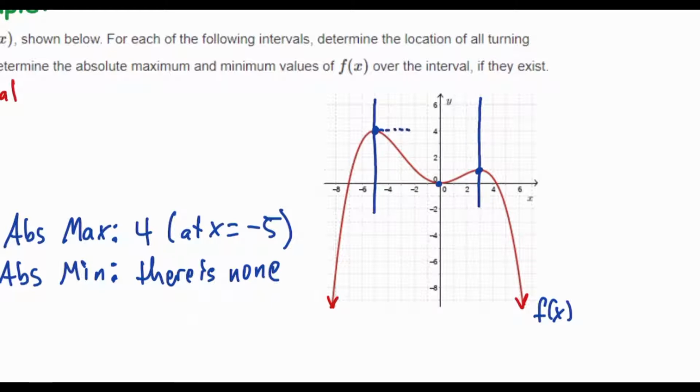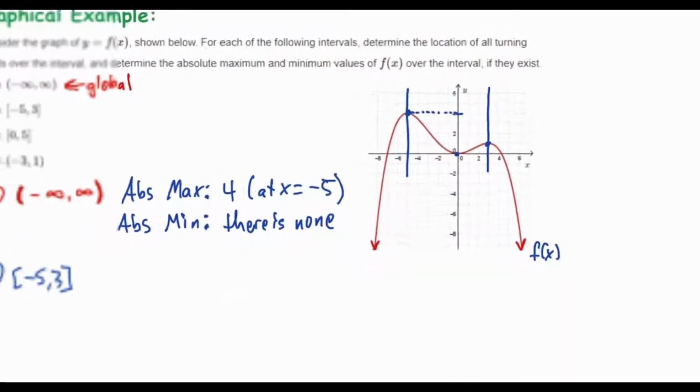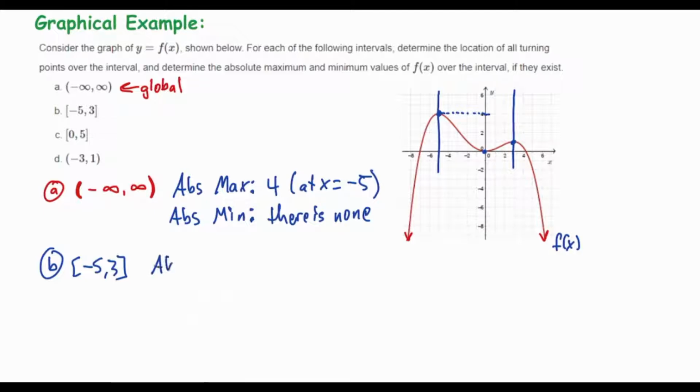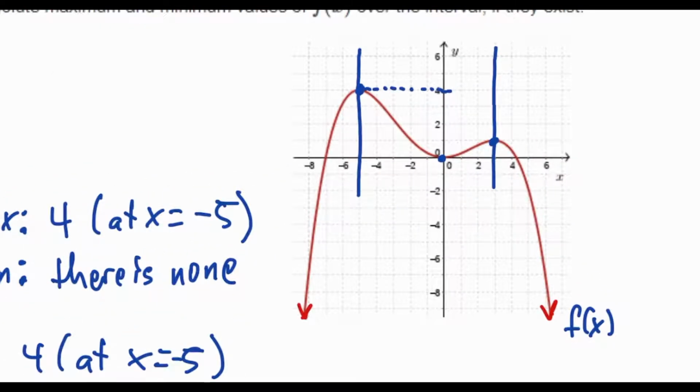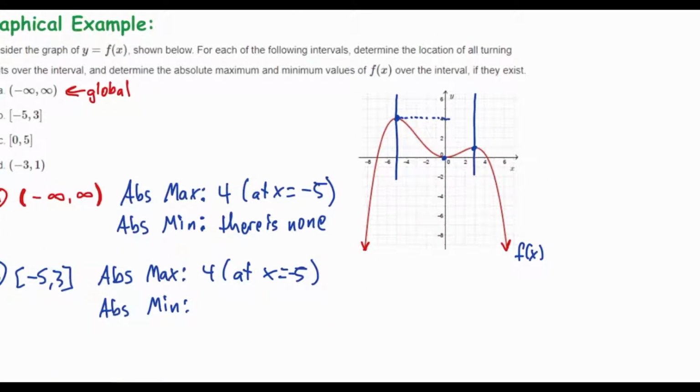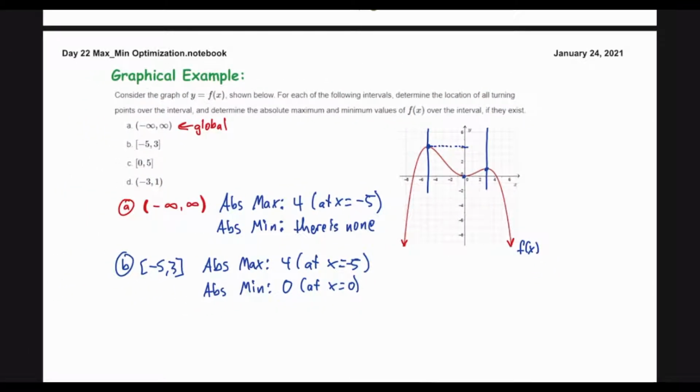Well, our absolute highest point is here. So once again, it's going to be 4 at x equals -5. So our absolute max within this interval is 4 at x equals -5. And our absolute min, I can see the lowest point is going to be here at 0, 0. So absolute minimum is 0 at x equals 0. All right, question C. And I'll just erase my marks here so we can start fresh.